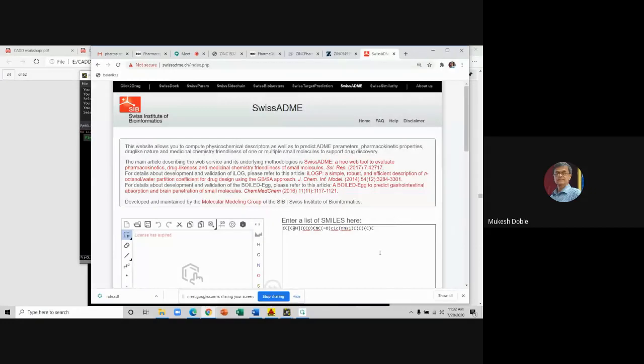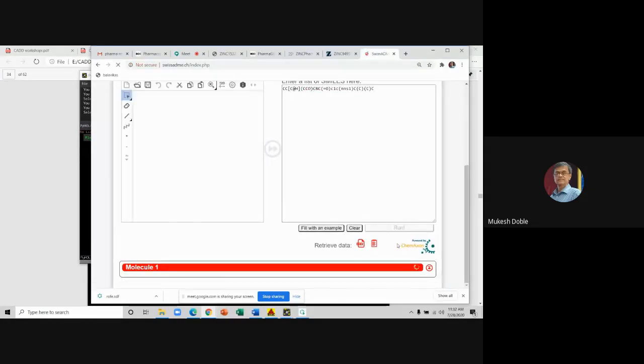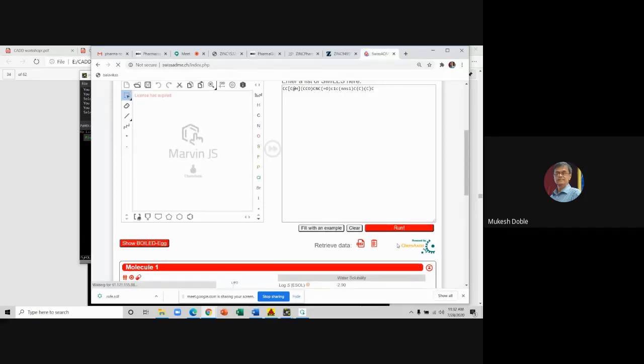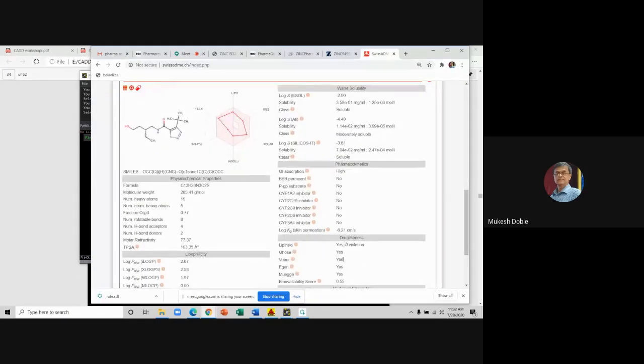Let's run SwissADME to see how the numbers look. This is a much smaller molecule. It's got a lesser polar surface area when compared to the previous one, which is much smaller. See, GI absorption is very high, very good, and all the rules are satisfied.